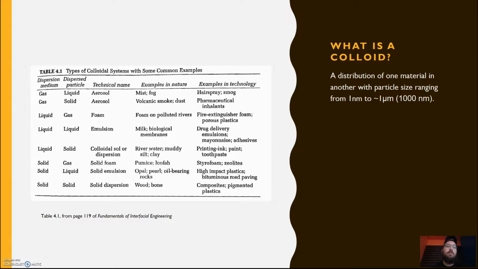That's why you'll see in Table 4.1 from page 119 in the Interfacial Engineering textbook that there are solid, liquid, and gas dispersions in the solid and liquid phases, but there's no gas dispersion in the gas phase. That's because it doesn't reach the minimum particle size to be defined as a colloid.